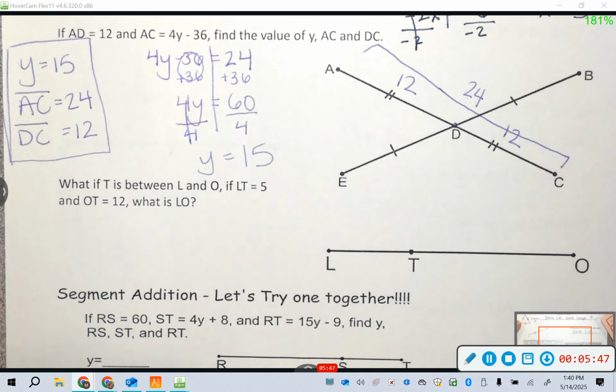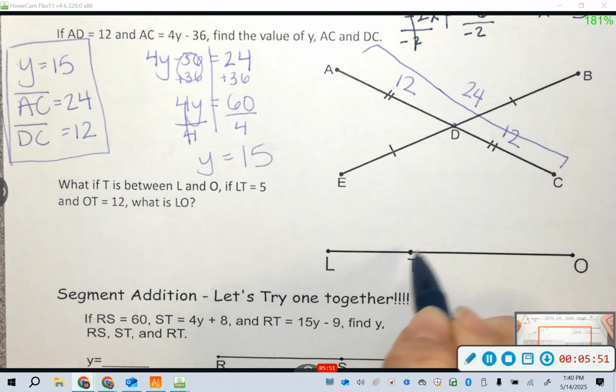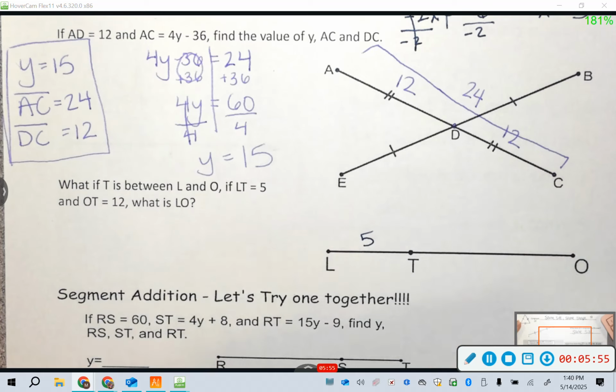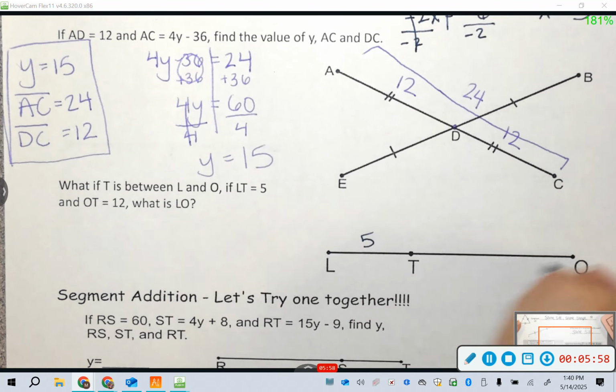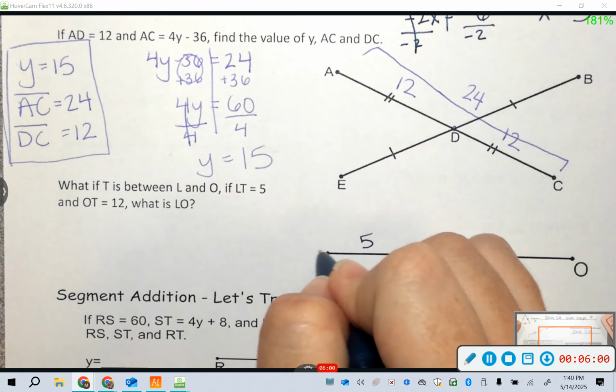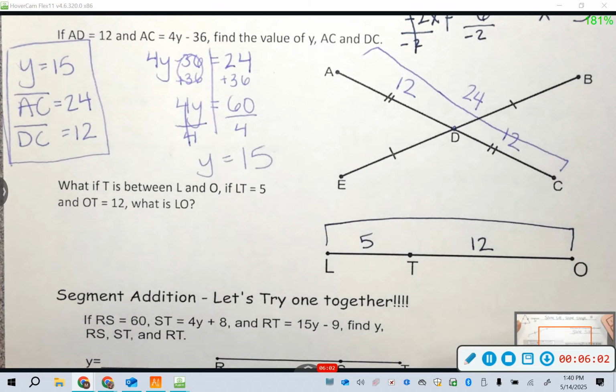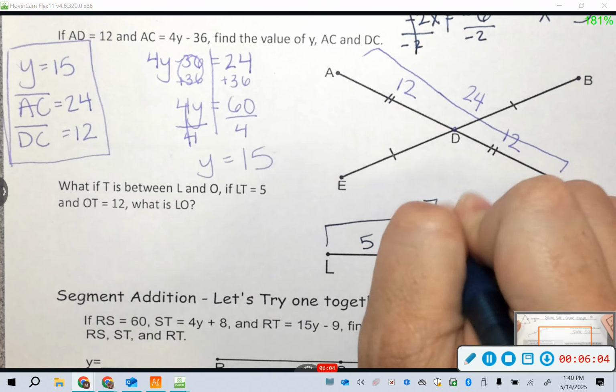Okay, this says what if T is between L and O, which we have right here. T is between L and O. If LT is 5 and OT is 12, what is LO? 17.